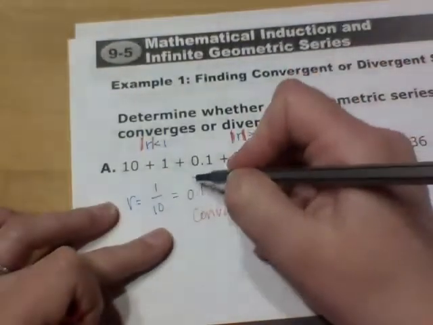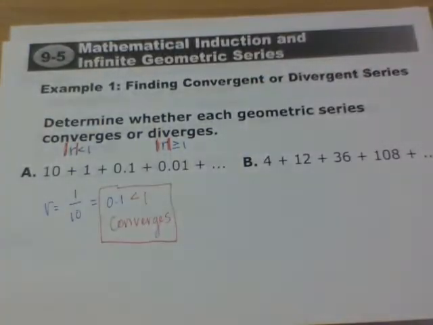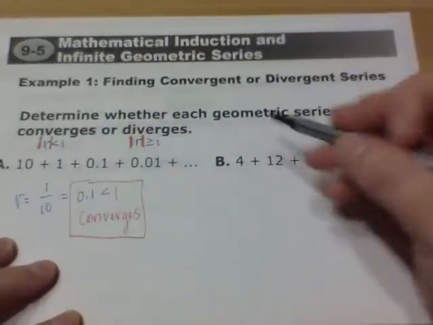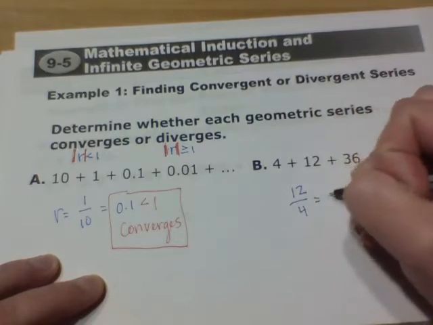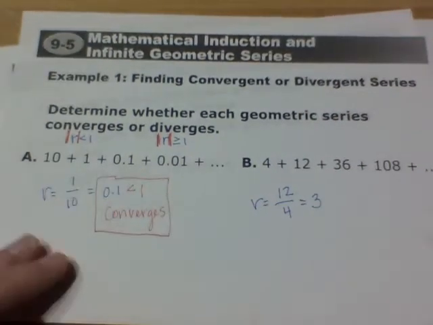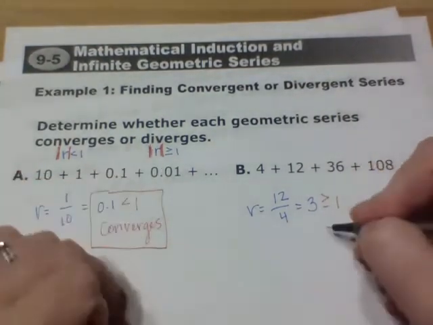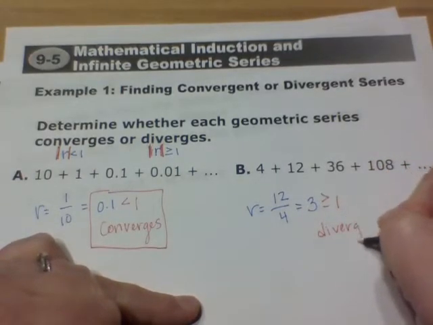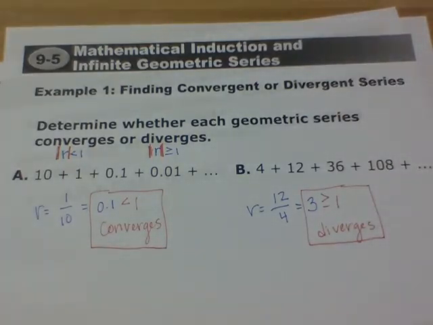All right, so our R value of 0.1 is less than 1, and so therefore we come up with it converging. All right, then the next one, again, we're trying to take our next term and divide it by our previous term. So 12 divided by 4 ends up getting us an R of 3. And an R of 3 is definitely larger than or equal to 1. And so because of that, we're going to say that this series diverges. And so it will not become one number in the end. It will become infinity that keeps growing.